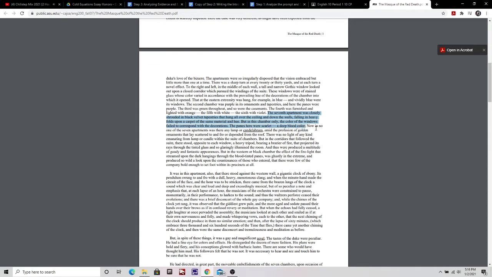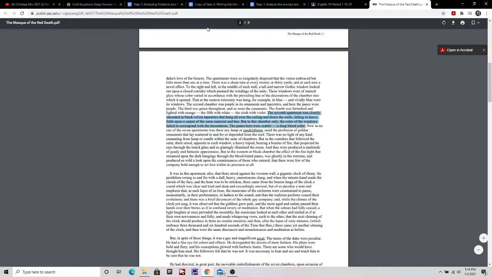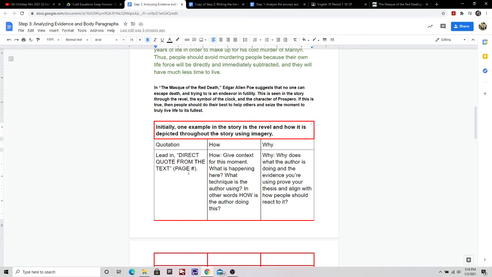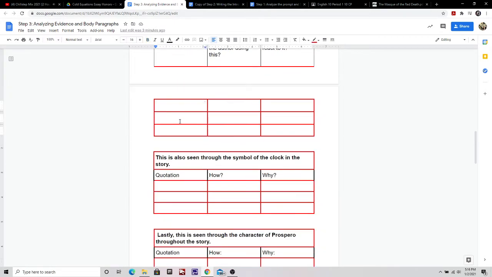Okay. Now, the other reason that that is a good quote is that it's significant to our thesis statement, which has to do with death, right? So we go back to step 3. This is the first paragraph that we're working on, and we have room for 1, 2, 3 quotes in there.